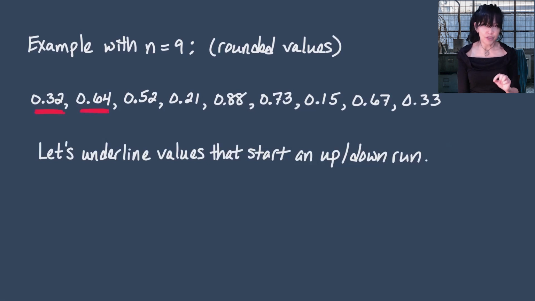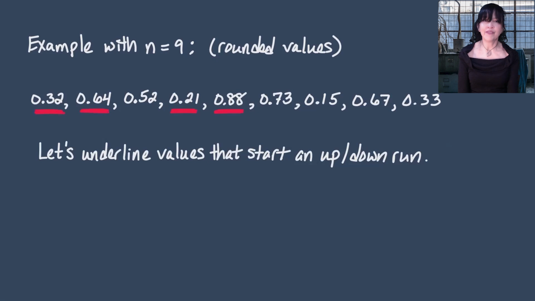If I look at 0.52, the next value is 0.21, so we're still going down. So 0.52 is not starting a run at all. It's in the middle of a run that's going down, so I'm not going to underline it. But 0.21 is starting a run up because we go from 0.21, as you can see, to 0.88. And then after 0.88, I have 0.73, which means we've turned it around, and 0.88 is starting a run down again. So from 0.88, we go down to 0.73, and then we're going down again to 0.15. So 0.73 is not beginning a run, it's just in the middle of a run.